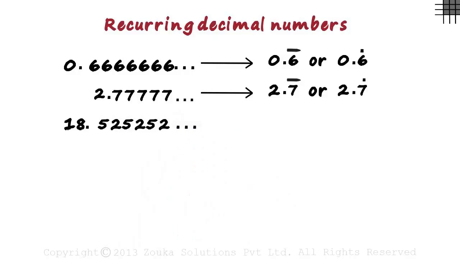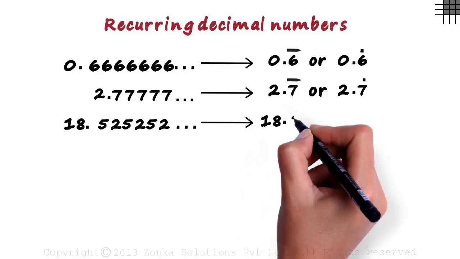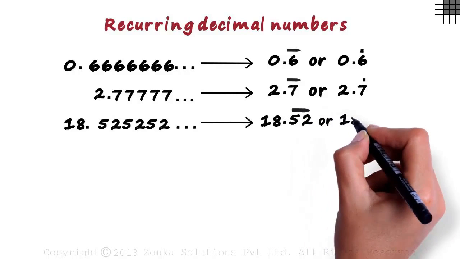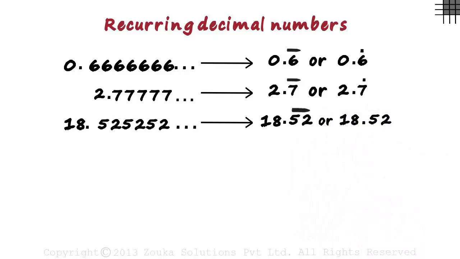18.525252 and so on. Focus on what's repeated. Here, the part 52 is repeated indefinitely. So we can write it as 18.52 with a bar over 52. We can also put a dot, right? So after we write 18.52, where do we put a dot? Over 5 or over 2 or between? Actually, neither. We put a dot over 5 and also over 2. So this tells us that 52 is repeated.